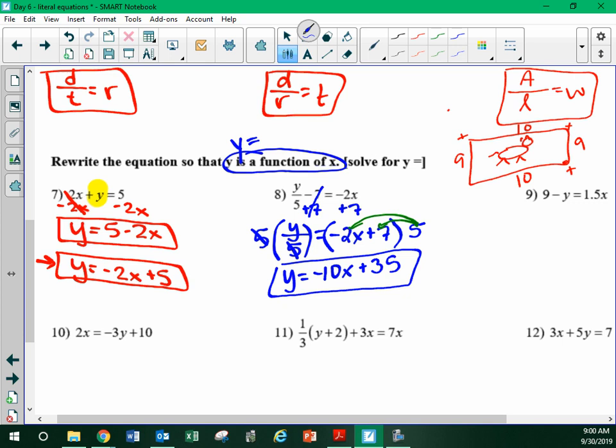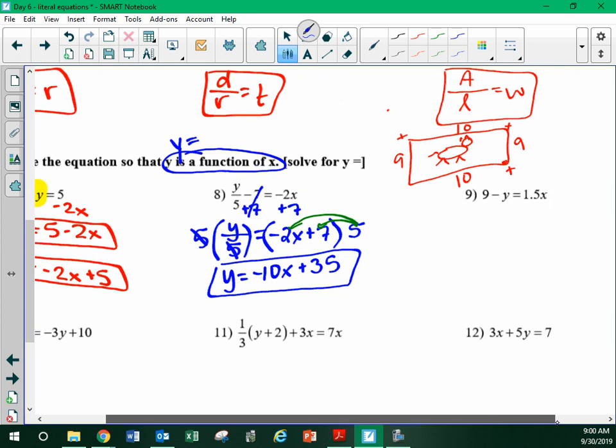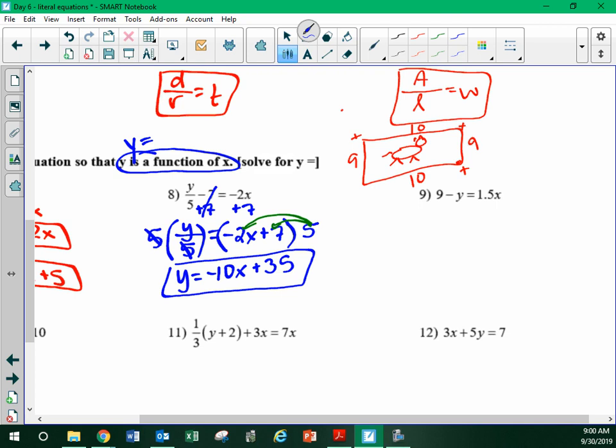Alright, let's take a look at number 9. Okay, so I have 9 minus y equals 1.5x. It's a positive 9. The negative goes with the y, so it's a positive 9. What's the opposite of positive 9? Minus 9. Notice I still have my negative there, so I've got to write that in front. Negative y. I can't get rid of that just yet. And I'm going to write my 1.5x first. And minus 9.